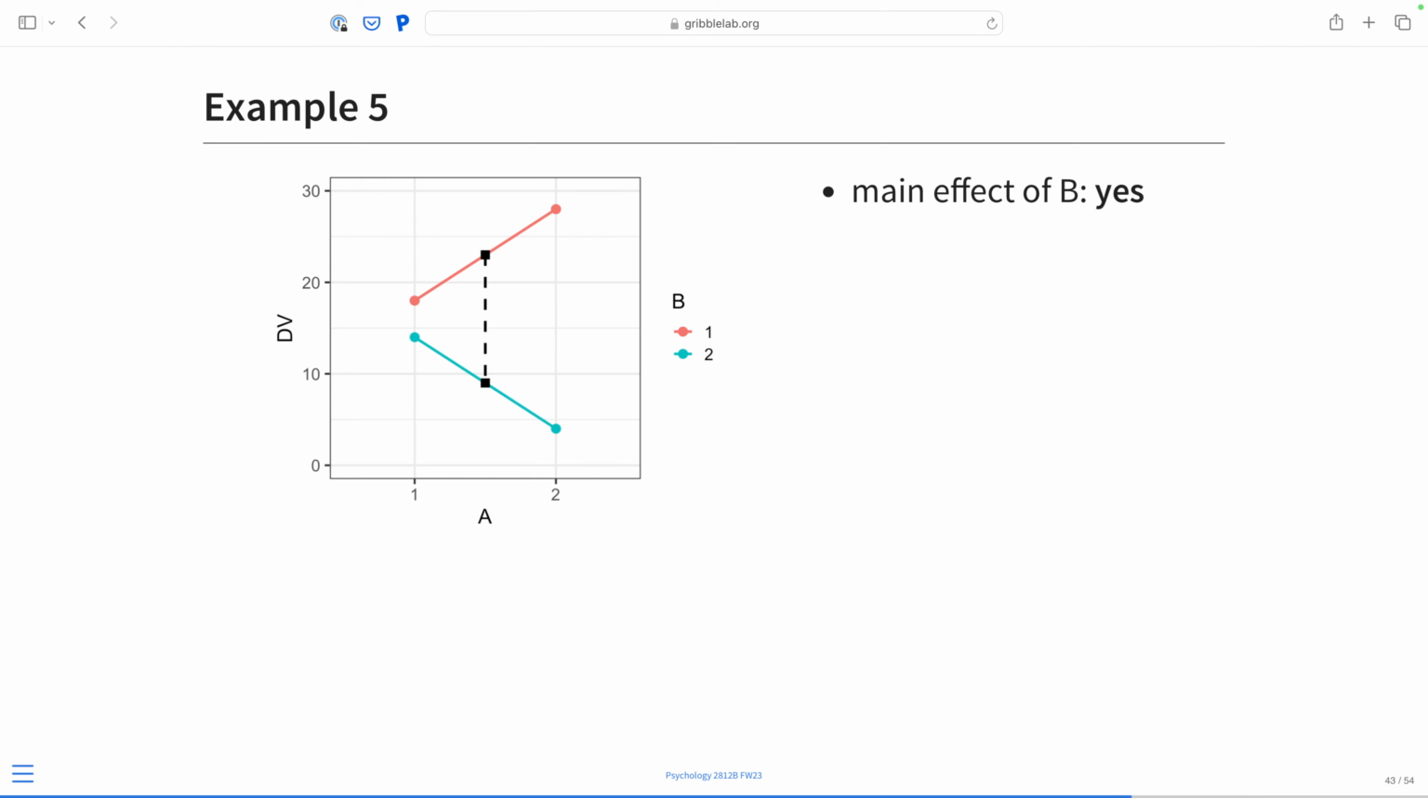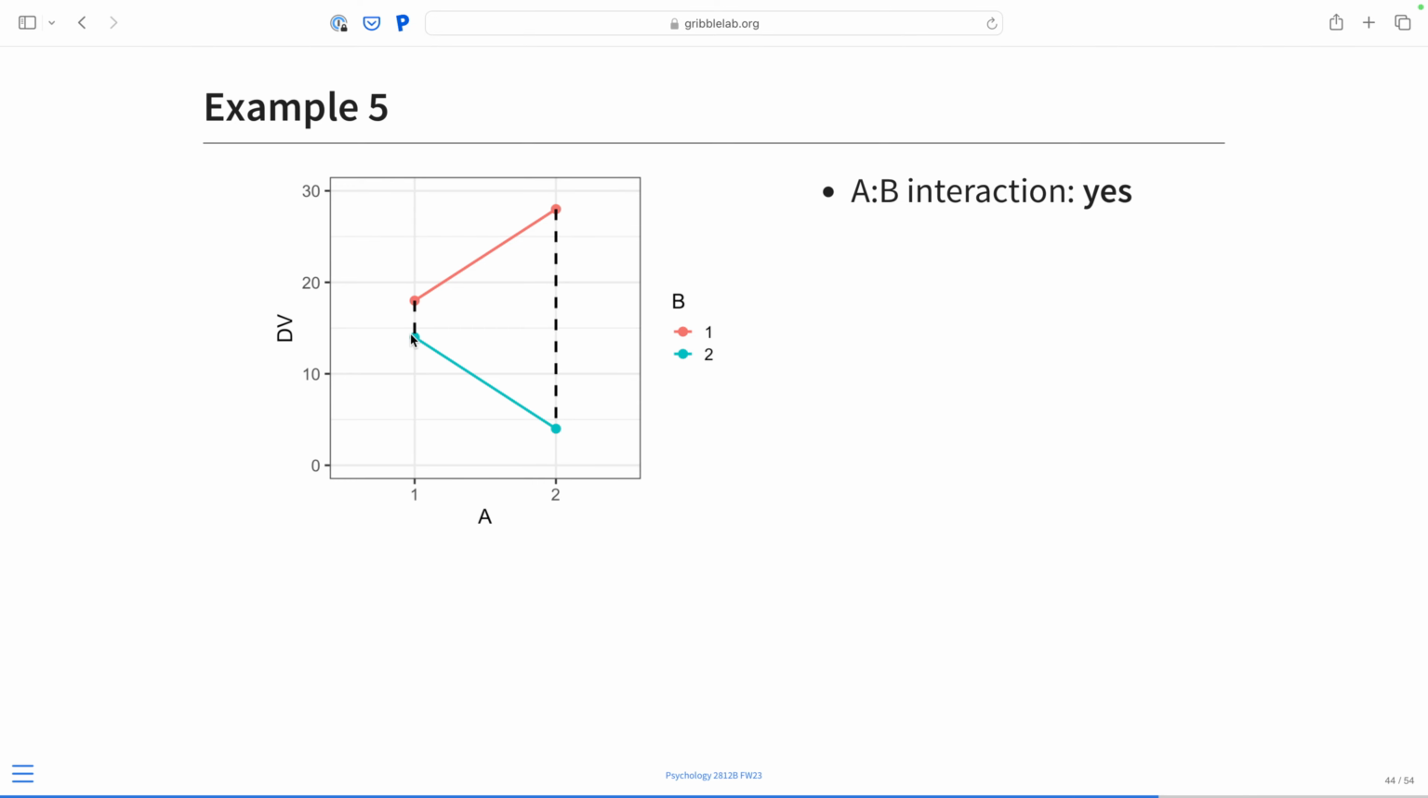Is there a main effect of B? Probably yes, because when you average within A1 and A2, that data point is probably different than that one. Is there an interaction effect? Yes, clearly, right? The difference between males and females in placebo is small, and the difference between males and females in drug is big. Or you could say it the other way around.